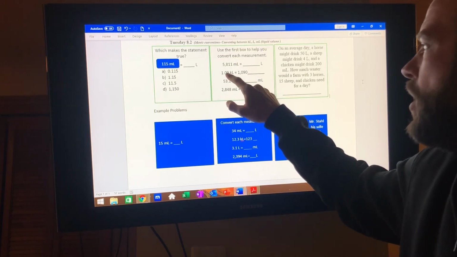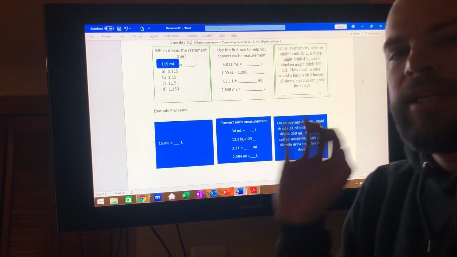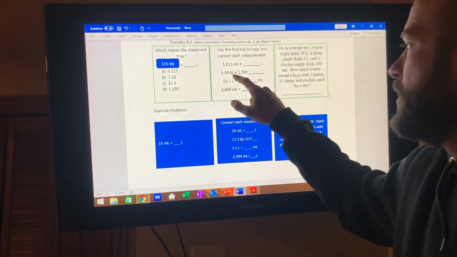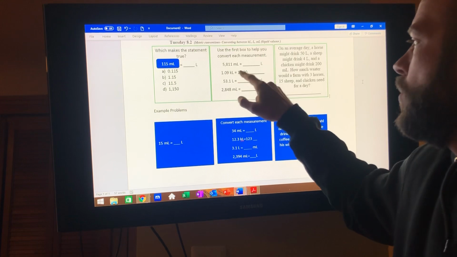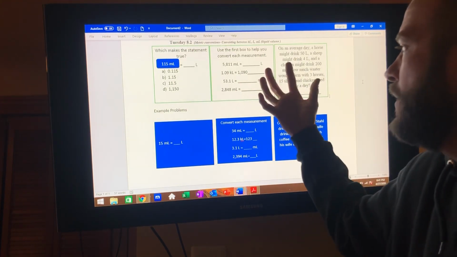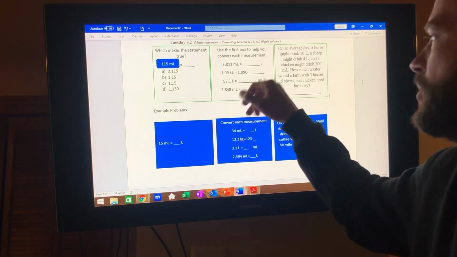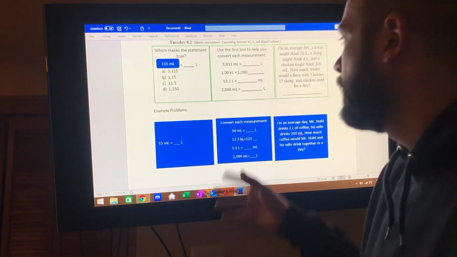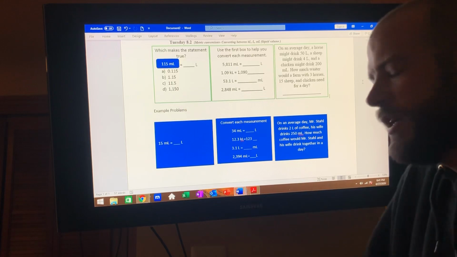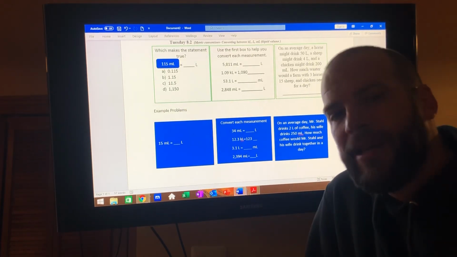Kilometers, you're going to figure out kiloliters. You're going to figure out 1.09 is equivalent to 1,090 what? 53 and 1/10 liters is equivalent to how many milliliters? And 2,848 milliliters is equal to how many liters?